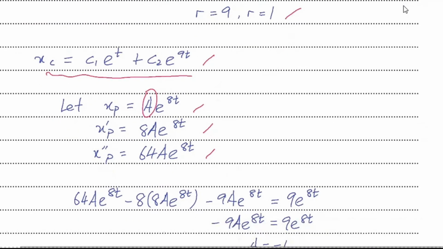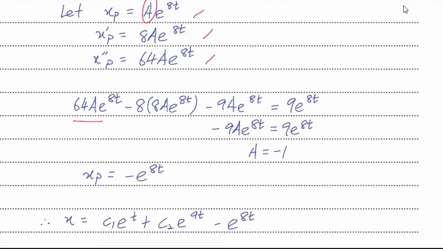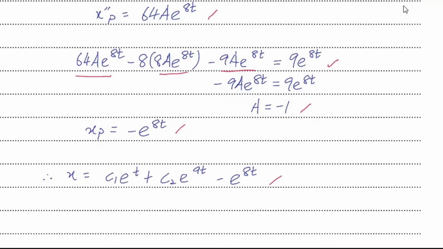So what we have later is that we substitute all these, x double prime into the d squared x dt squared, and then substitute the dx dt and also the x itself, so that we can compare with the right hand side in order to solve for the constant a. So the constant a here is negative one, so xp is negative e power at. So finally the general solution for this differential equation would be this form, which is x in this form. Okay, so that's for our first question.